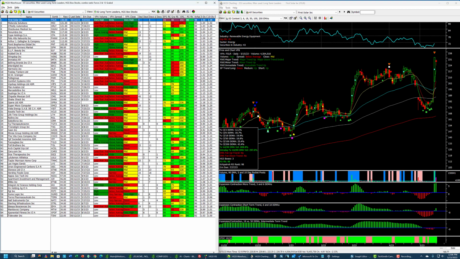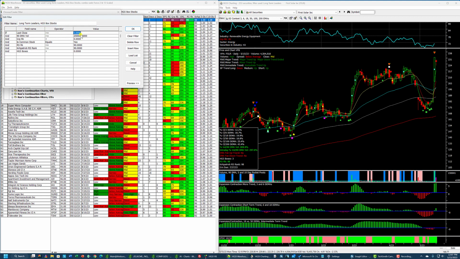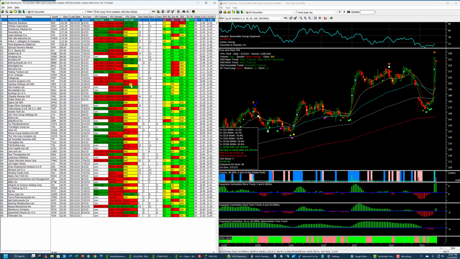Now, let's just take a look at the filter. I'm going to bring it up and show you that this is a very simple filter. Stocks are $5 and above, trading at least 250,000 shares based upon the 90-day moving average. They have to be assigned to a group. Common stock, relative strength rank based upon HGSI is greater than or equal to 90, and Kirkpatrick is also greater than or equal to 90, and HGS Boxes is greater than 0, which limits these stocks to box stocks only.